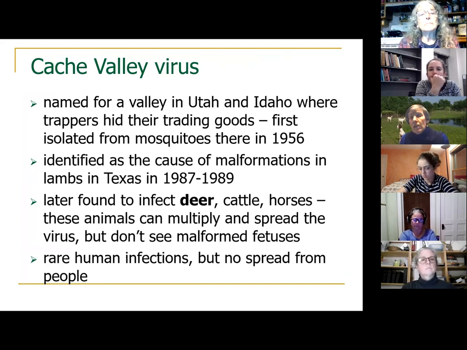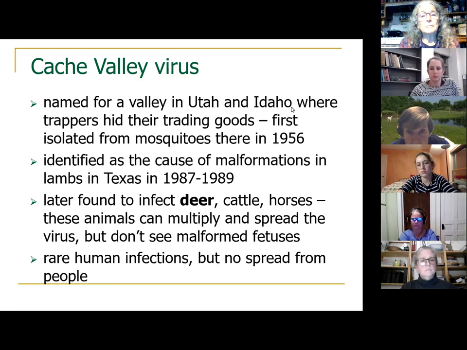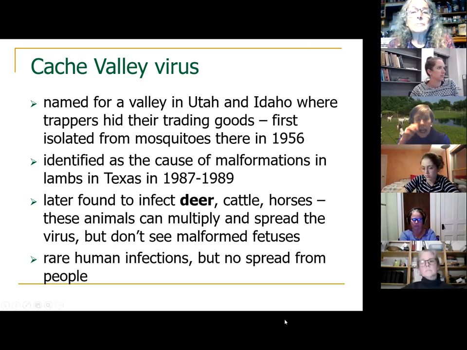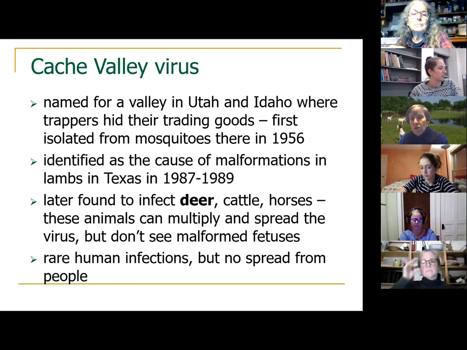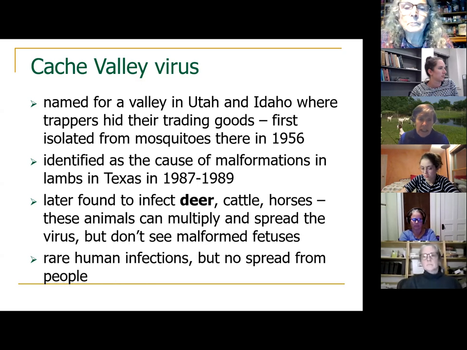So Cache Valley virus is named for a valley in Utah and Idaho. And this is a place where the early trappers, trapping mostly beaver, hid their trading goods. They couldn't cart it around with them every day, so they hid what they'd collected so far someplace in Cache Valley. And it was in this valley that the virus was first isolated in 1956 and wasn't really known much about what it did. Then in 1987, workers in Texas saw malformed lambs, and they published the first paper in 1989. We've learned quite a bit about the virus since 1989.